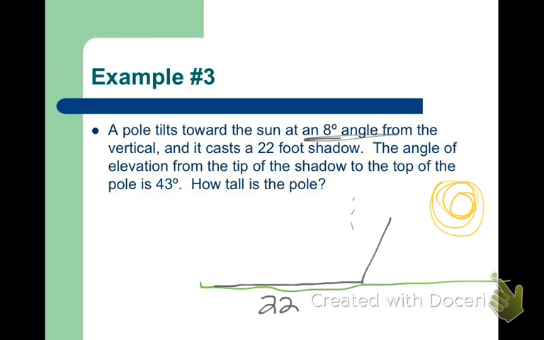So if we imagine a vertical line here, where the pole would have started before it started leaning, this is 8 degrees right here. And then we're told that the angle of elevation of the sun from the tip of the shadow is 43 degrees. So this right here started off as 90, and then we leaned 8 degrees away from it. So we're going to get, right here, 98 degrees.